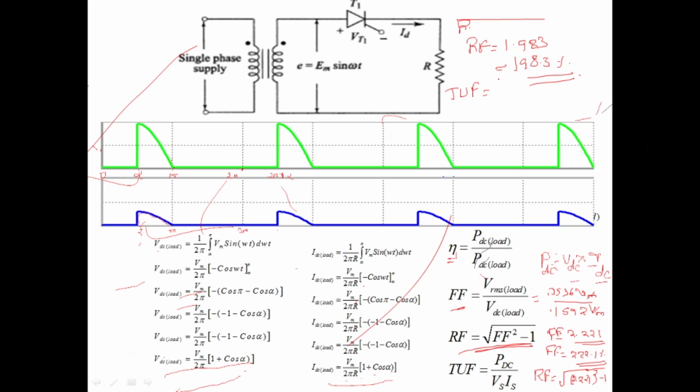Okay, then TUF, the transformation utilization factor. The formula is PDC divided by the source voltage RMS times the source current RMS. PDC is VDC into IDC, so VDC of load and IDC of load, divided by V RMS of source and I RMS of source. I will write it in the next line.